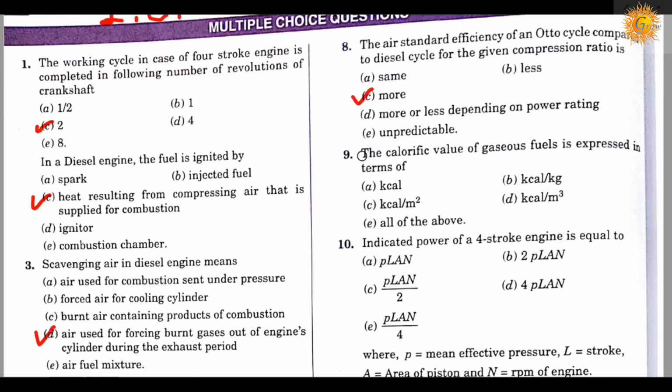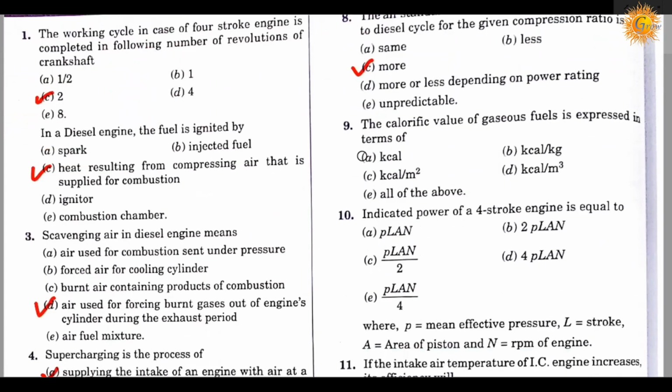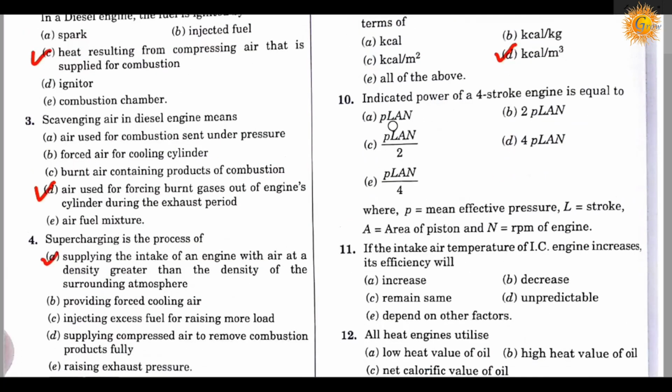Question number 9. Calorific value of gaseous fuel is expressed in terms of: option A kilocalorie, option B kilocalorie per kg, option C kilocalorie per meter square, option D kilocalorie per meter cube, option E all of the above. Correct answer is D, kilocalorie per meter cube.